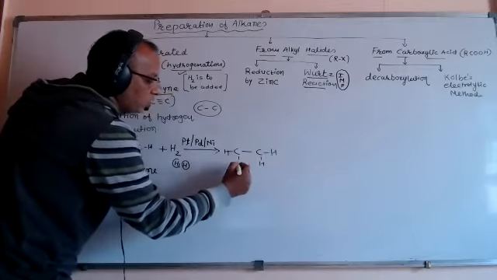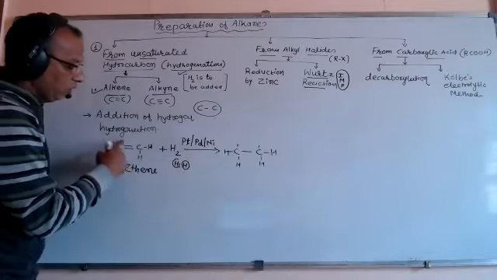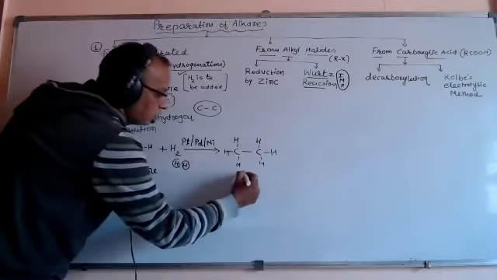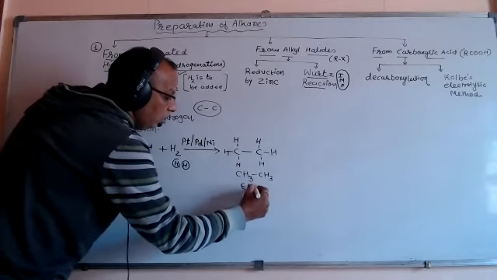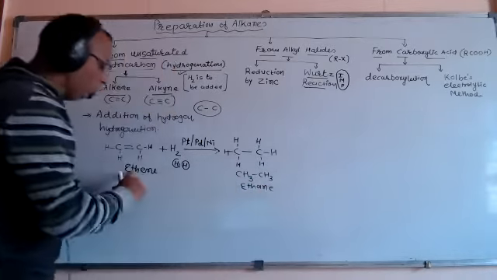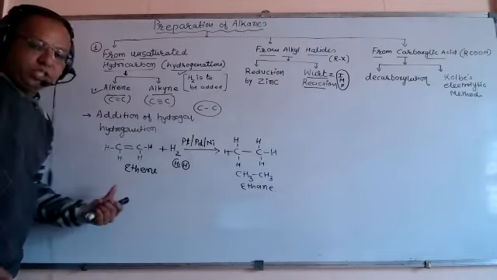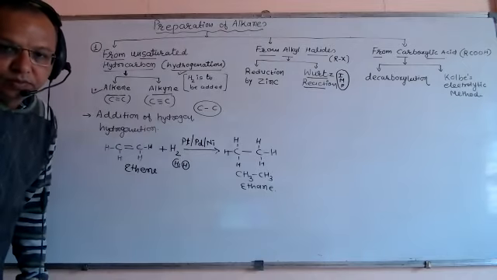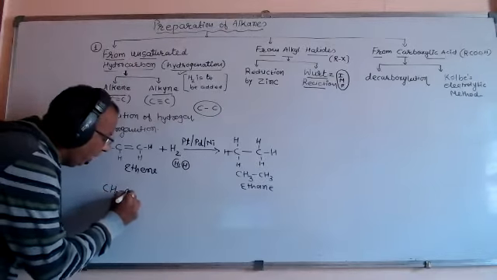So this is the original structure. The double bond is broken, and here you can see one hydrogen is added. This is CH3, CH3. This is called ethane. So ethene to ethane. This is the simplest reaction in which alkene is converted into alkane. So it's very simple. It can be carried out for any member of alkene.